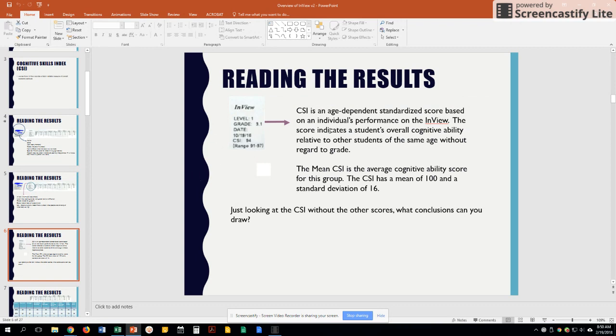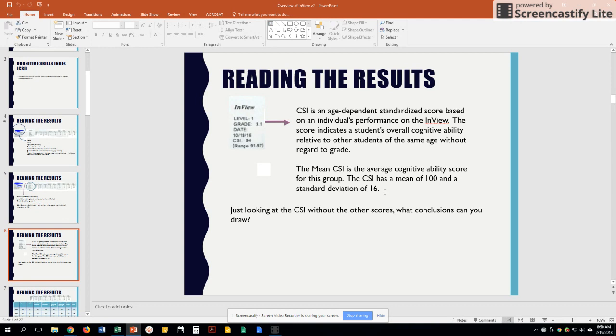The cognitive skills index is an age-dependent score. So if a child has been grade advanced, then the scores are going to look a little different because they're going to be younger than their peers, but that's something that we take into account. Your mean cognitive skills index is the average for that particular group. Standard deviation of 16 can go either way.